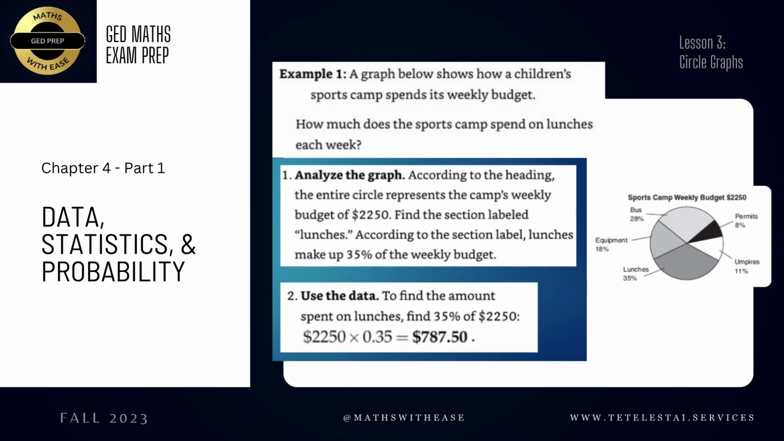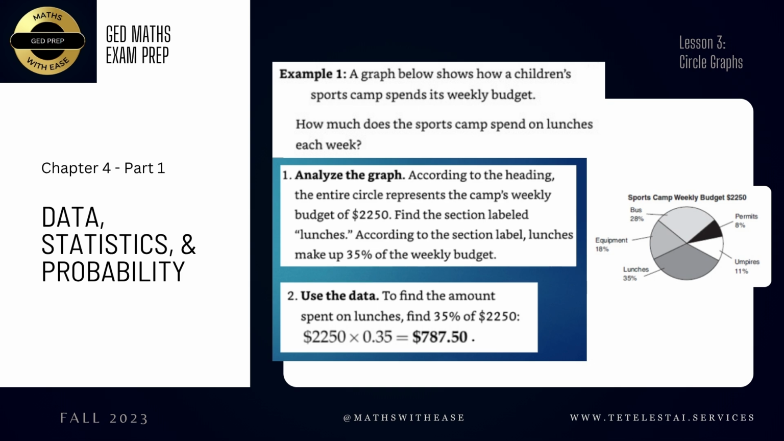And yeah, so in this example, we're being told that the graph below shows how a children's sports camp spends its weekly budget. Okay, and so just like the other graphs that we've seen, the title of the graph is telling us what's going on. So sports camp weekly budget 2,250. And this is where it's important to always read the title, because as you can see, this amount, 2,250, is not mentioned in the question, okay?